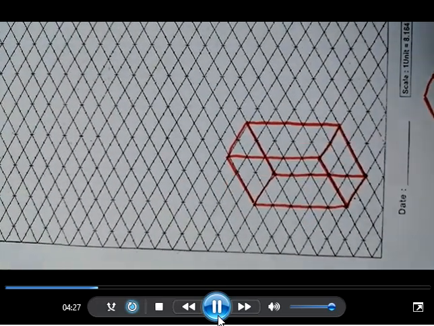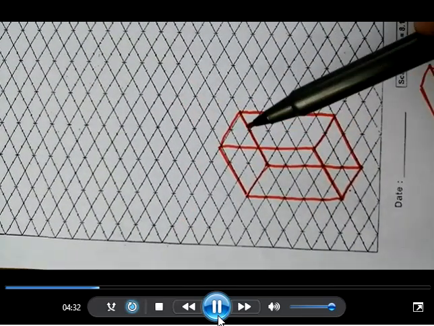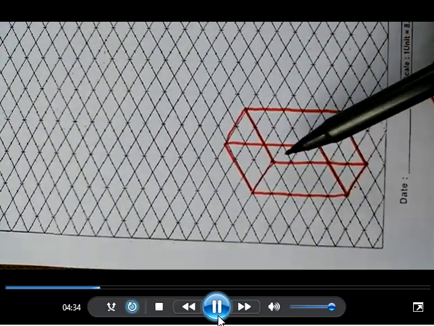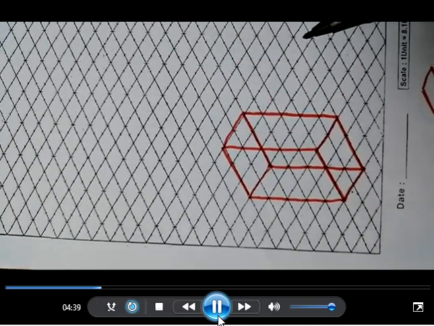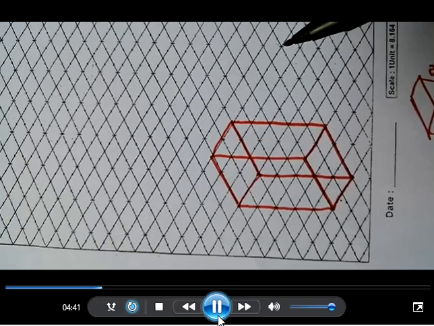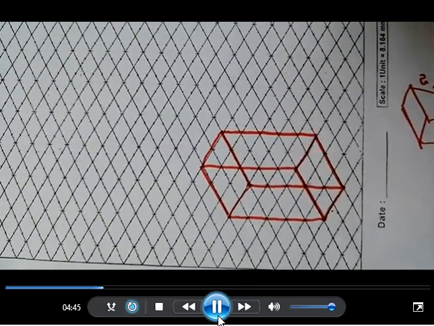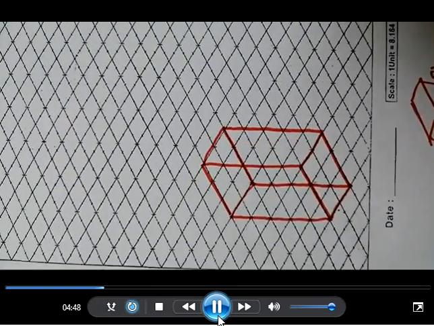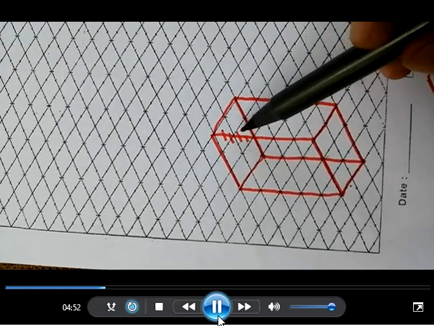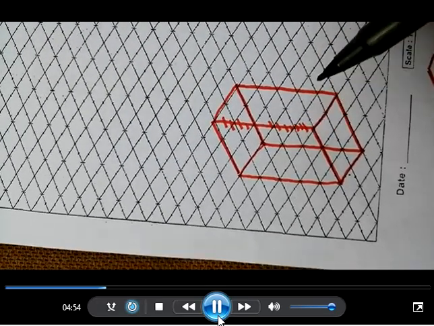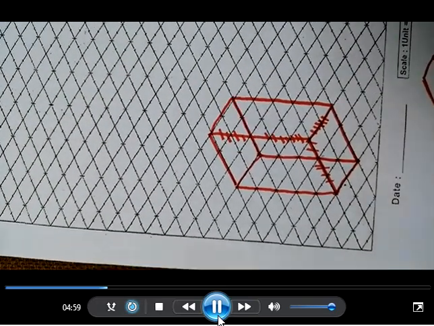In this rectangular prism, if you clearly observe, this top face is completely visible, this right face is visible, left face is visible. The remaining faces or remaining lines are not visible. So you have to keep those lines which are not visible thin, or else you can erase those lines. So I'm going to erase this line because this is not visible. Even this line is not visible, this third line is not visible.